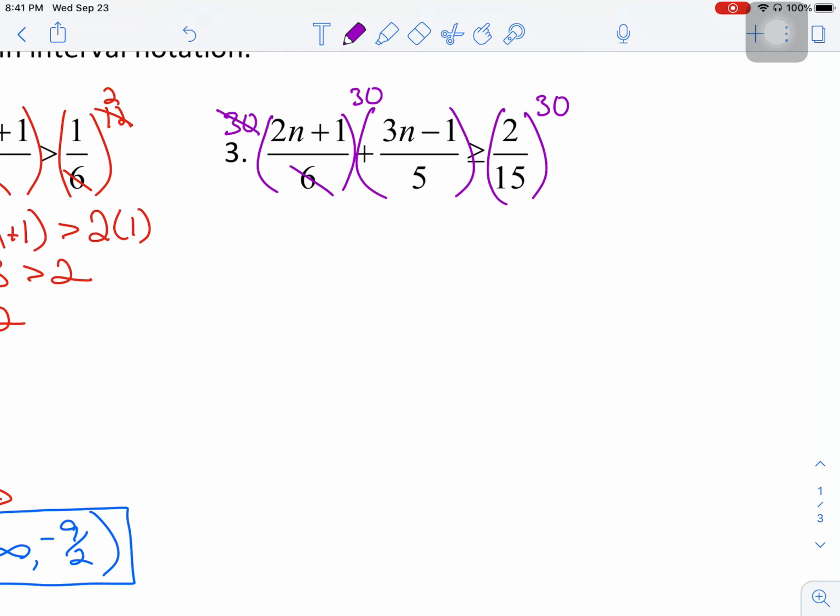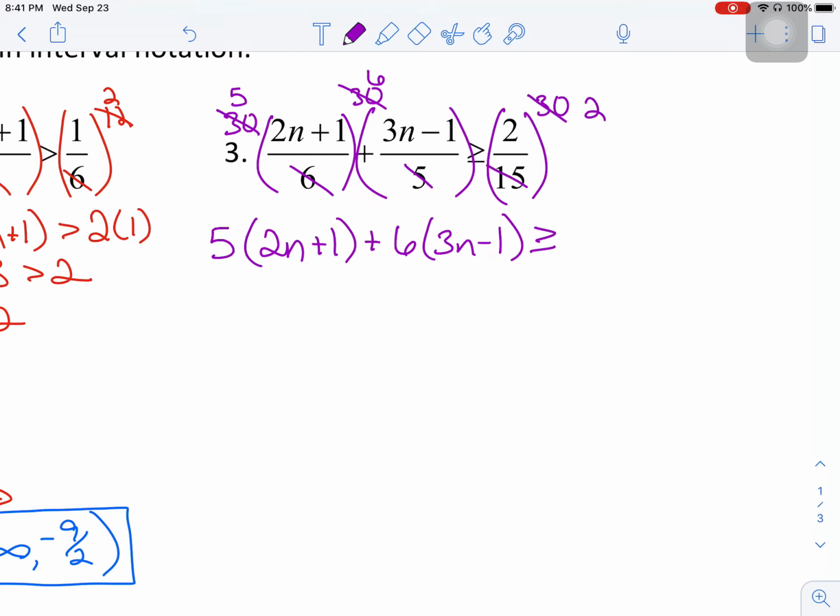Let me say this in the right order, because I've now changed up my order twice here. 30 divided by 6 is 5. So we're going to do 5 times 2n plus 1, plus 30 divided by 5 is 6. So we're going to do 6 times 3n minus 1, greater than or equal to 30 divided by 15 is 2, so 2 times 2. Again, we've eliminated those numeric denominators, which is awesome.